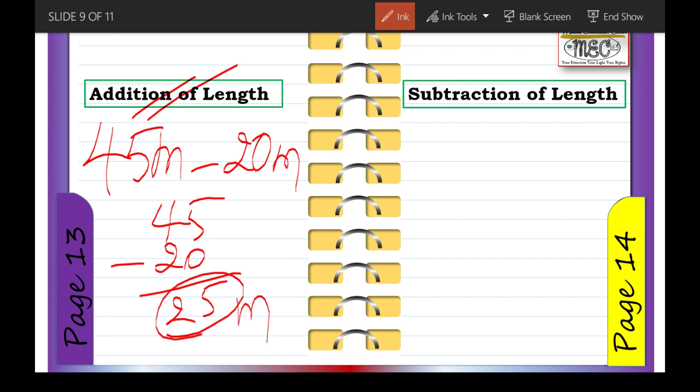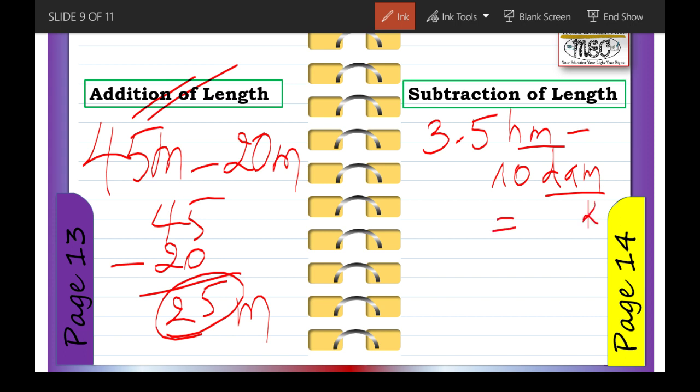But what do we do when you are given different units? For example, you are given 3.5 hectometers minus 10 decameters. You cannot do it without converting. Here we have to put the answer, for example, in kilometers. What do we do? We draw the conversion table. We have done it before.